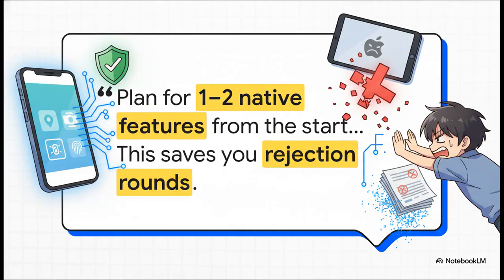And that leads us to probably the single most important piece of practical advice I can give you. Do not think of native features as some last-minute thing you tack on just to please the reviewers. You need to plan for one or two of them right from the start. Seriously, it'll force you to build a better app, and more importantly, it will save you from those absolutely soul-crushing rejection cycles with Apple.